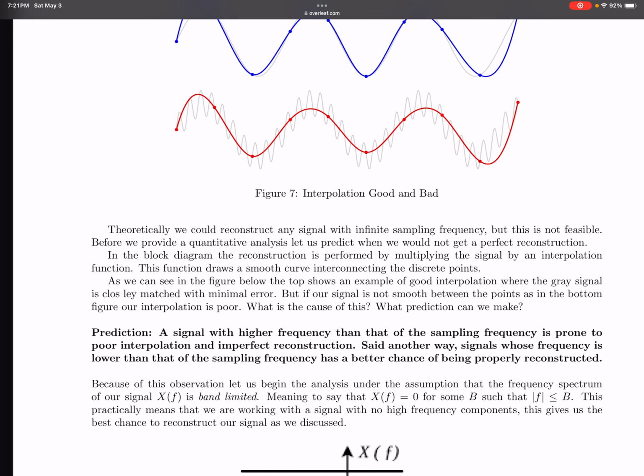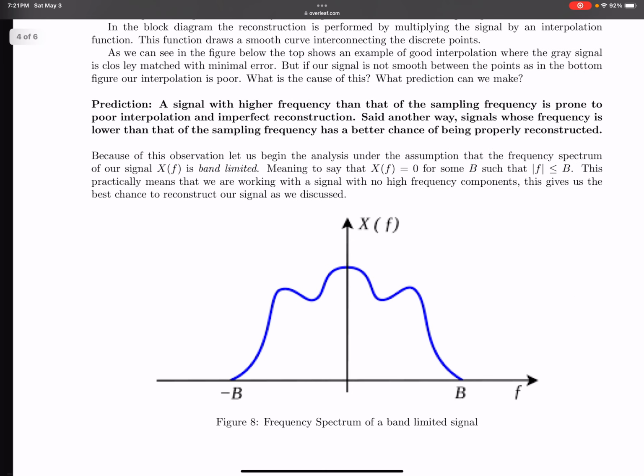So we can use that idea to make a prediction about what constraints there will be to reconstruct a signal perfectly. A reasonable prediction is that a signal with higher frequency than the sampling frequency is prone to poor interpolation or imperfect reconstruction. Or said another way, the more useful way, signals whose frequency is lower, or in the same order of magnitude as the sampling frequency, have a better chance of being reconstructed.